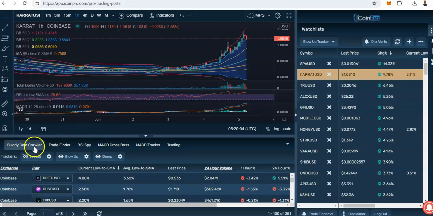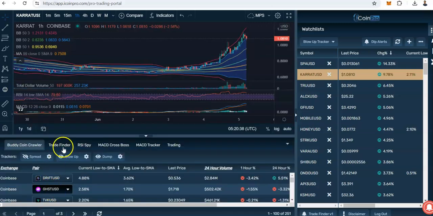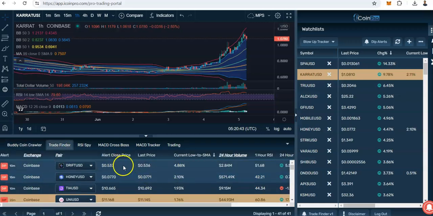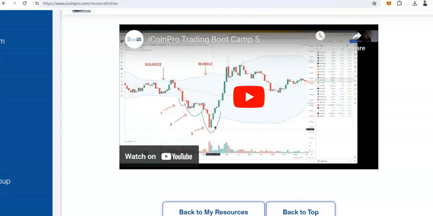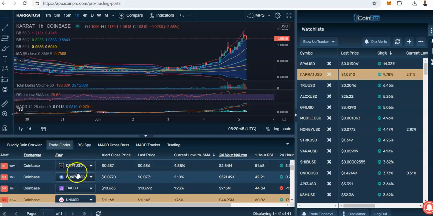That's it. BuddyCoin crawler, is this number bigger than this number? Trade Finder, current low above 2%, and then look for the 3 dips. Okay, you always want to trade this and look for this based off of what you're finding on here. Okay, and the numbers just help you find the better trades.